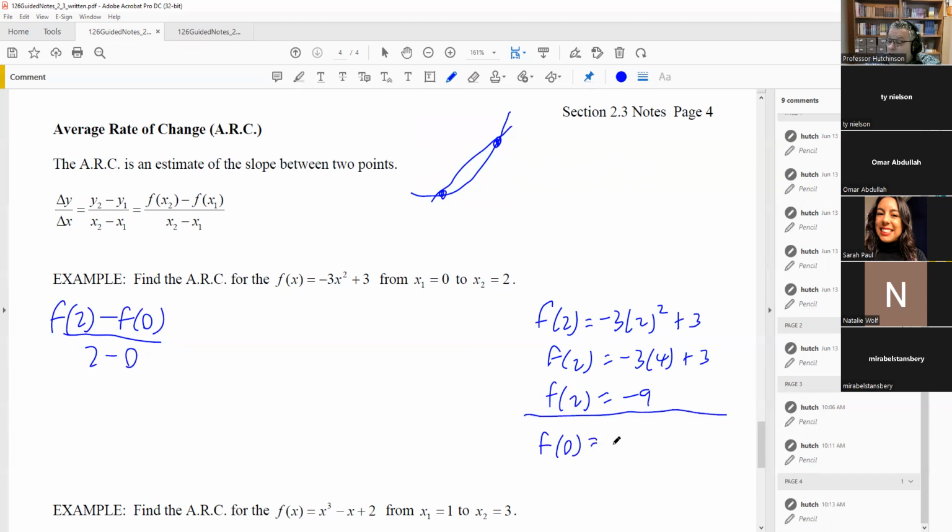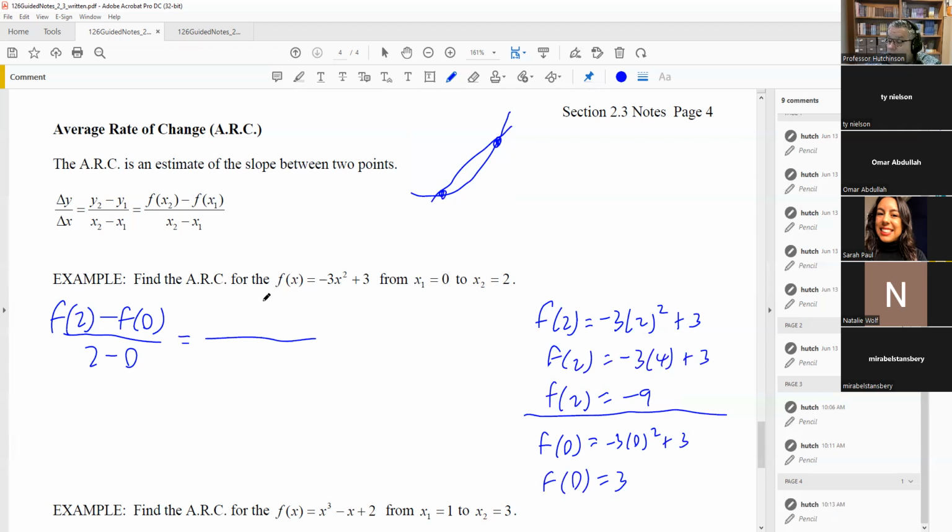f of 0 is negative 3 times 0 squared plus 3. That first part's just going to give you a 0. So f of 0 is equal to 3. Now that I have the values that I did off to the side, I can plug those into the average rate of change formula. So that's what I'll do next right here.